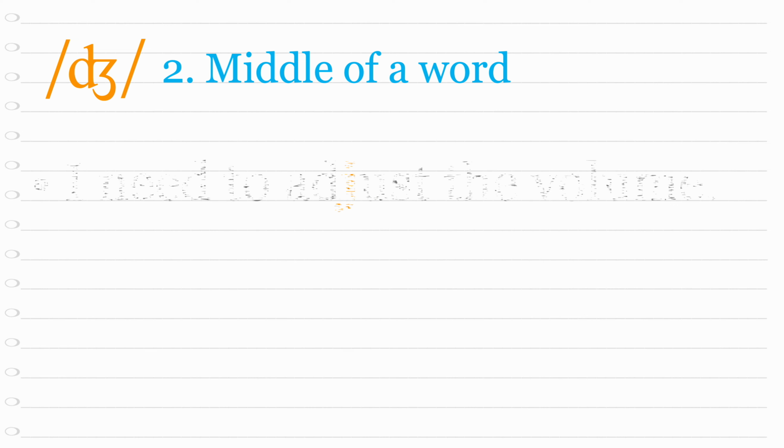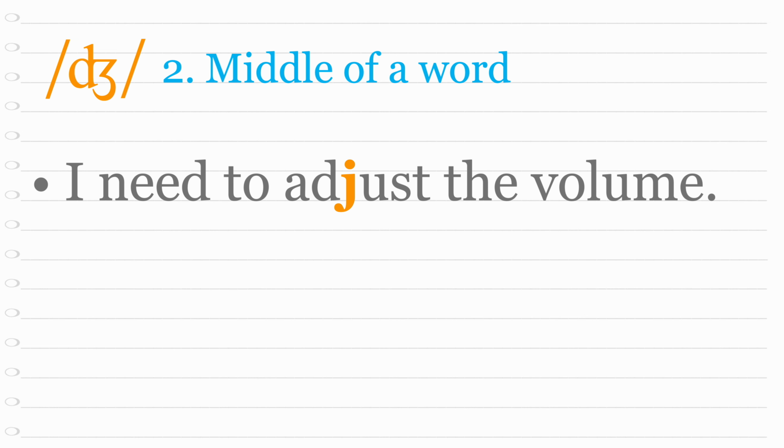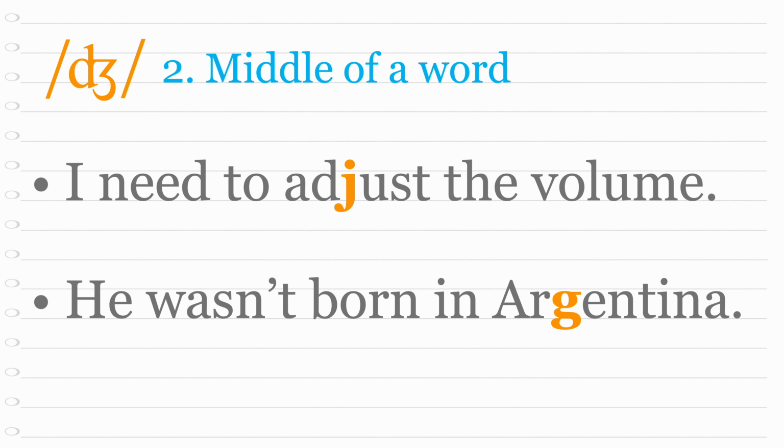Next, let's look at the sound j in the middle of a word. I need to adjust the volume. Adjust. Please repeat. I need to adjust the volume. Next. He wasn't born in Argentina. Argentina. Please repeat. He wasn't born in Argentina.